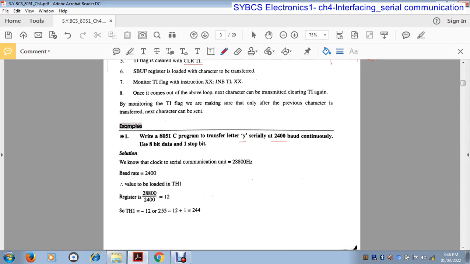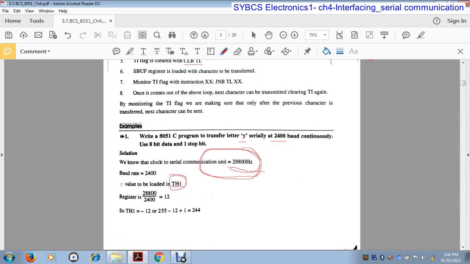We know that the serial clock frequency is 28,800. You have to remember this serial communication frequency for the 8051 microcontroller. The 8051 serial communication frequency is 28,800 hertz, and the baud rate is 2,400.